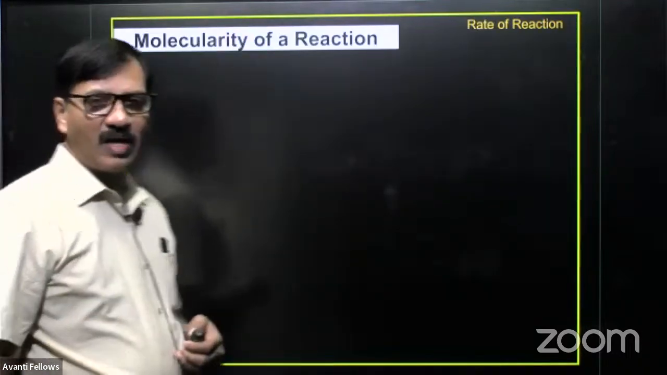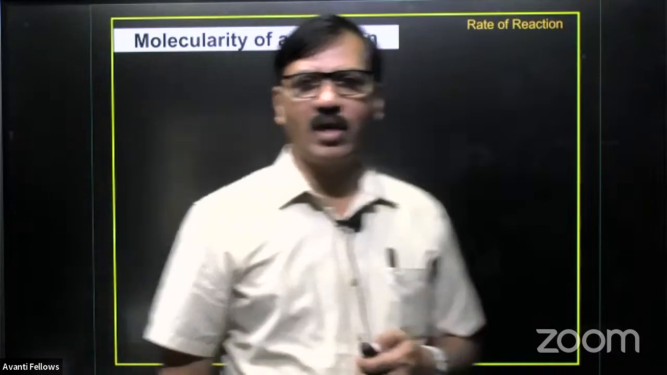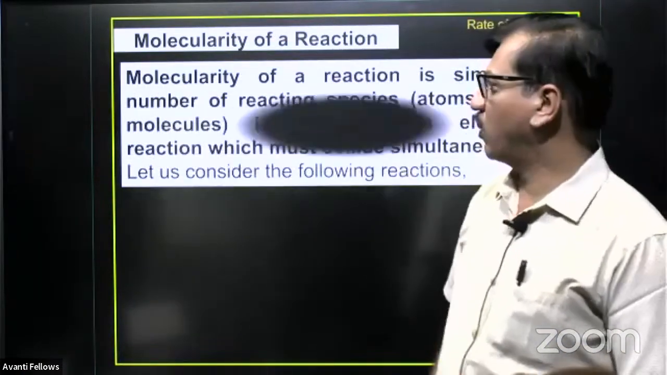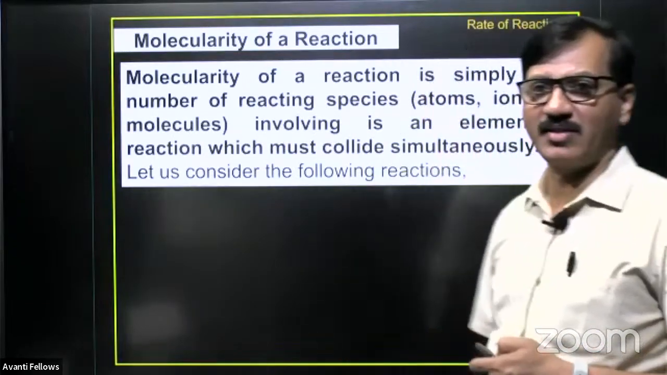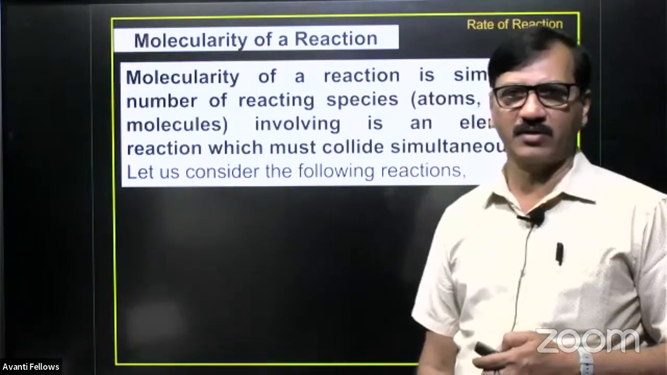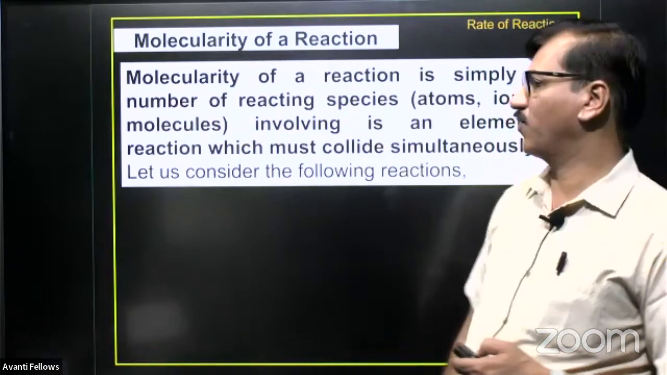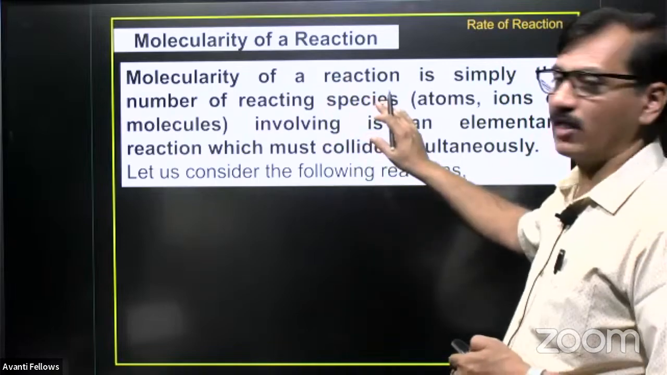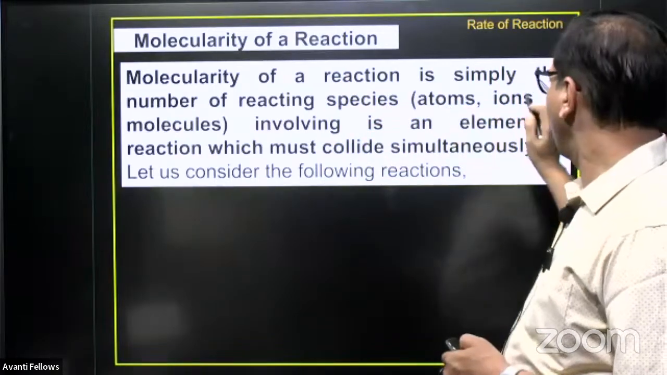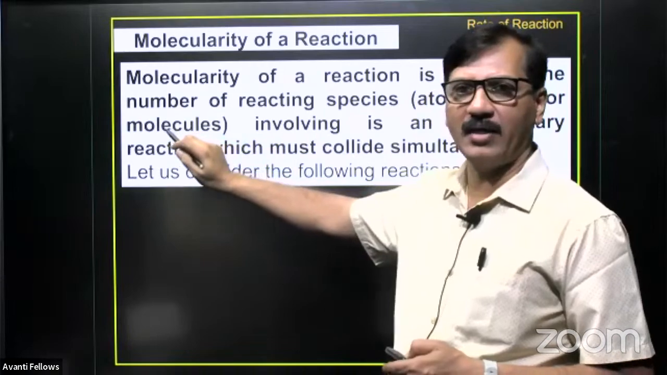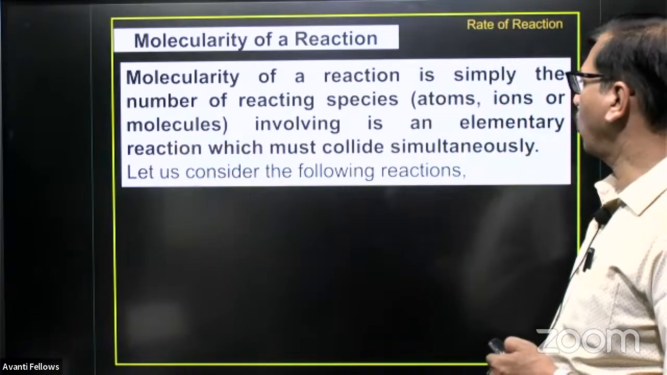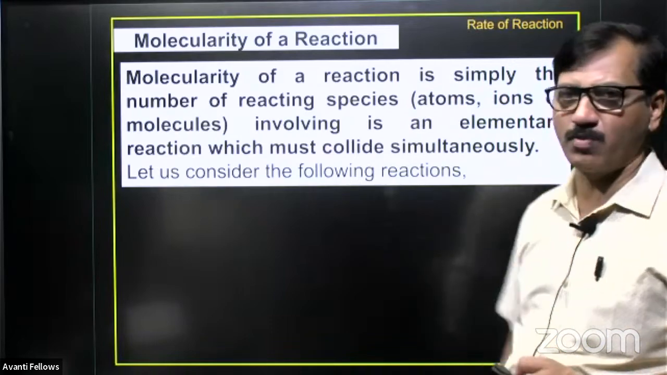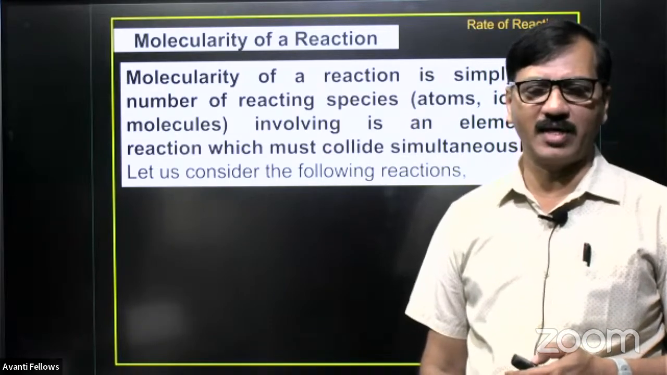So this is the molecularity of the reaction. What is meant by the molecularity of the reaction? The number of species that collide with each other to bring about the reaction is called the molecularity of the reaction. Or molecularity of the reaction is simply the number of reacting species, that may be atoms, ions, or molecules, involved in an elementary reaction which must collide simultaneously to bring about the reaction.